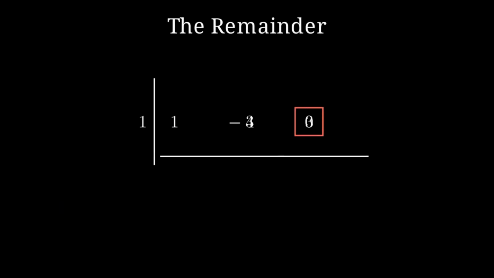The most important part is the final number. If the remainder is 0, the value we tested is a true root, and the corresponding binomial is a factor. If it is not 0, we must try a different candidate from our list.